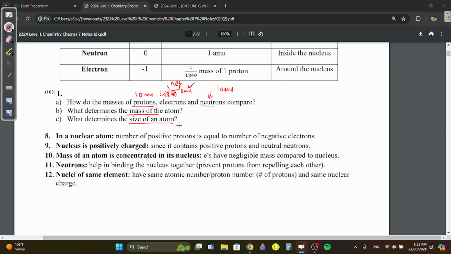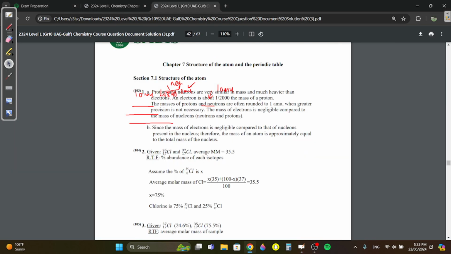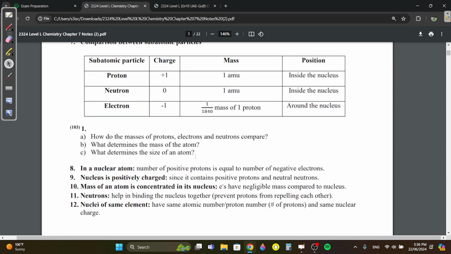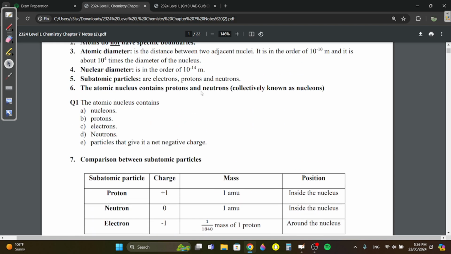What determines the size of an atom? It's not here. Hold up. I can't really find what determines the size of an atom, but it should be the same thing, the mass as well. They don't ask something like this. For part B as well, when they said what determines the mass of the atom, you can also just say the mass of the nucleus. Okay, you can say the mass of the nucleus determines it.